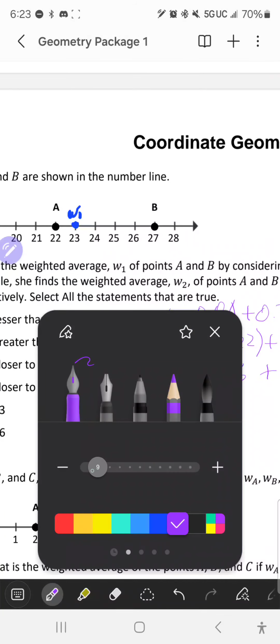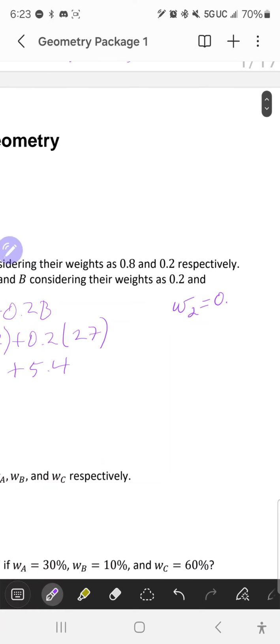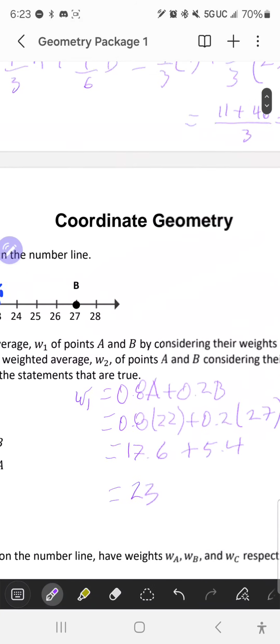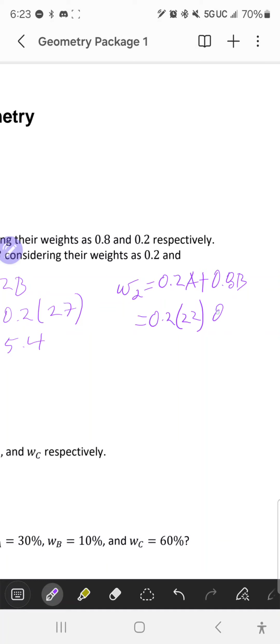Now for W2, the weight of A is 0.2 and B is 0.8, as it states here. So we can calculate W2, and we have equals 0.2 times 22 and 0 plus 0.8 times 27. We go to our calculator.